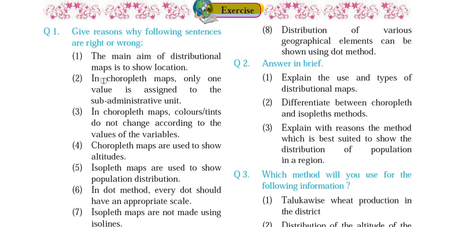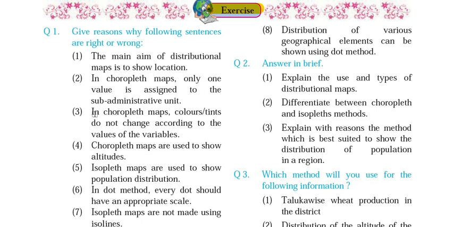The second statement is that in a choropleth map only one value is assigned to the sub administrative unit. It is a correct statement because each color tint has a special assigned value, and only that assigned value is entered in that particular color code. So each sub administrative unit has a single assigned value in the case of a choropleth map. It is the right statement.